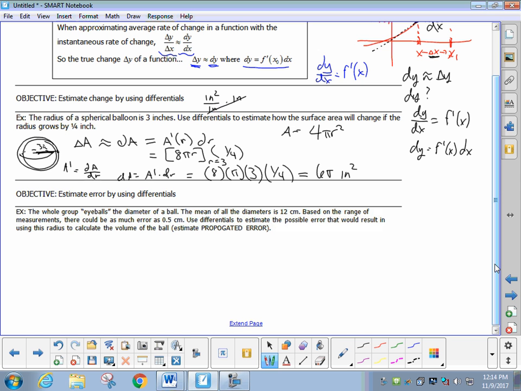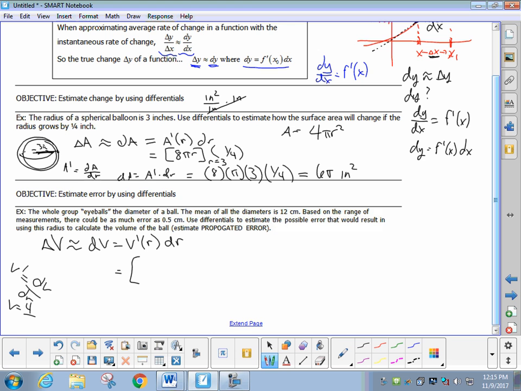My starting point would be to communicate what you're trying to do. You're trying to find the true error in the calculation of the volume because of this measurement. This can be approximated with differentials, with dV. Now again, off to the side, if you choose, V prime is the change in volume with respect to changes in r. So dV is V prime of r dr. You tracking?